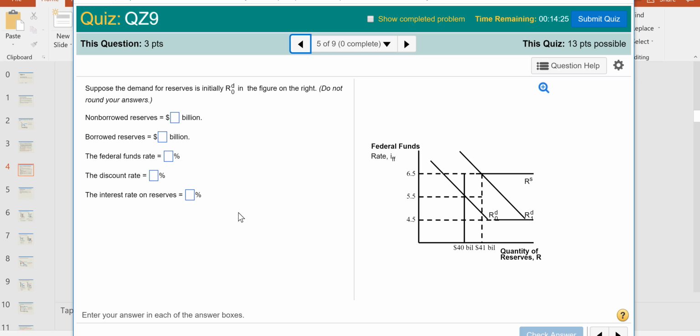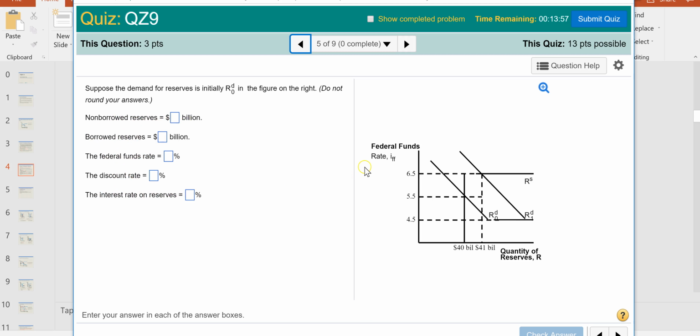This is question number 5 of QZ9. Suppose the demand for reserves is initially R subscript 0 and superscript D in Figure 2 on the right. This requires you to not round your answers. Non-borrowed reserves, borrowed reserves, federal funds rate, the discount rate, and the interest rate on reserves.